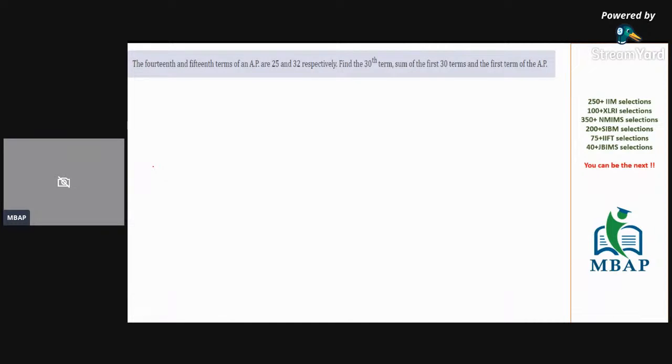Now, it's a good question that I have chosen for you guys to solve along with me in the next set. I hope the question is visible. You guys can see the entire screen. The question says the 14th term and the 15th term of an AP. I repeat, the 14th term, which is T14, is 25. T15 is 32. That's what has been given to you.